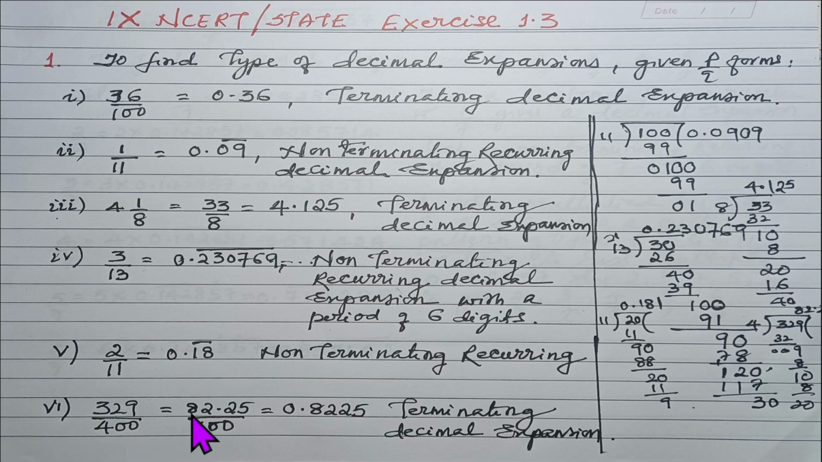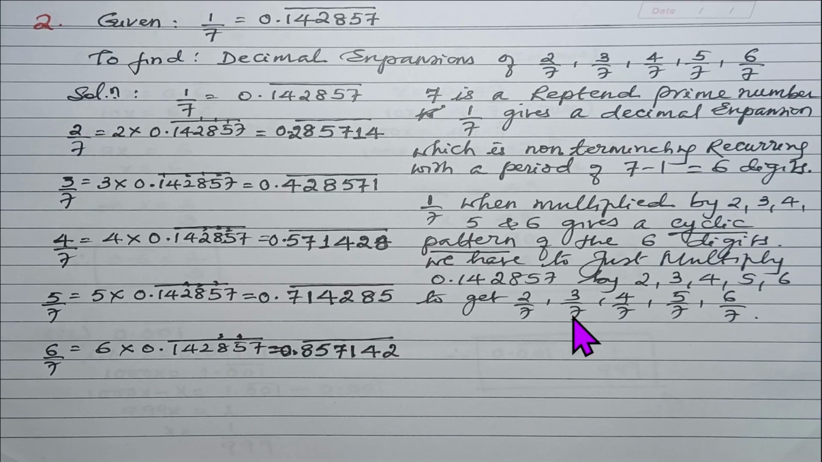329 by 400 is equal to 82.25 divided by 100, that is equal to 0.8225, which is a terminating decimal expansion. So you can find out the values by division and then decide what type of decimal expansion it is. Now coming to the next example, number 2.